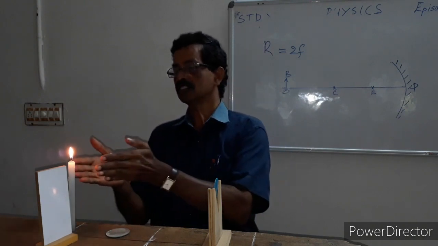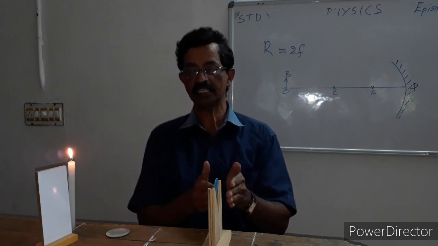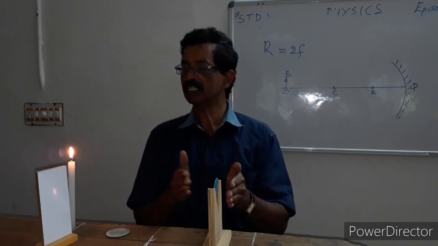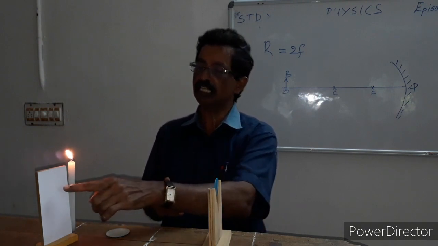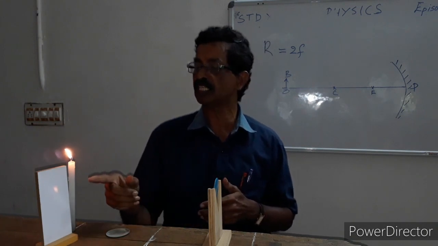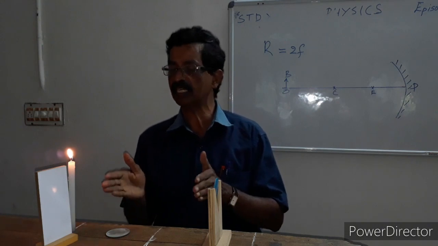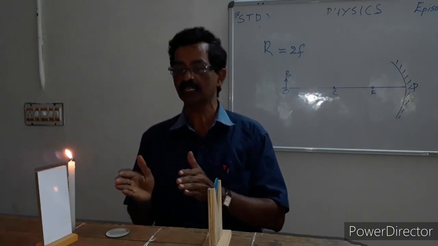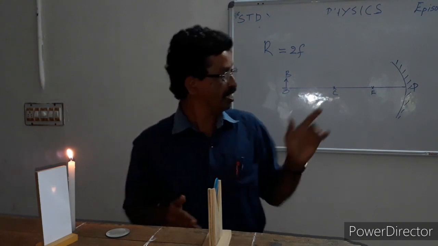Now the distance from this lighted candle to this mirror is the object distance u, and the distance from the mirror to the image of the lighted candle on the screen is the image distance v. Now we want to repeat this with different positions as shown in the figure.